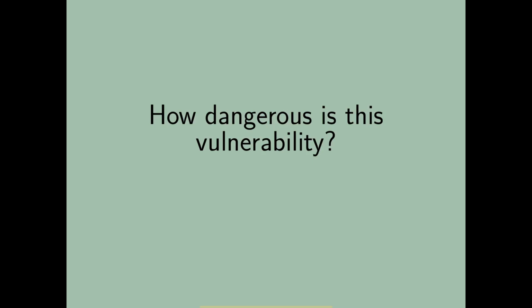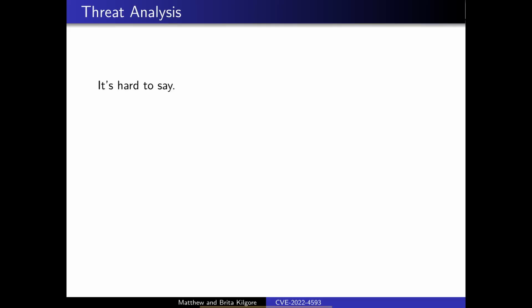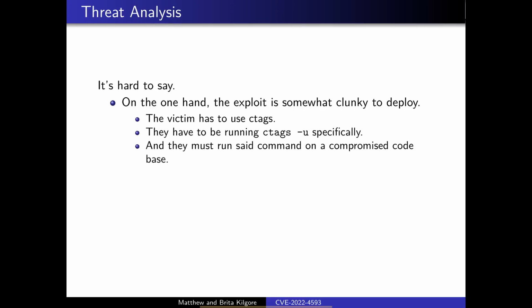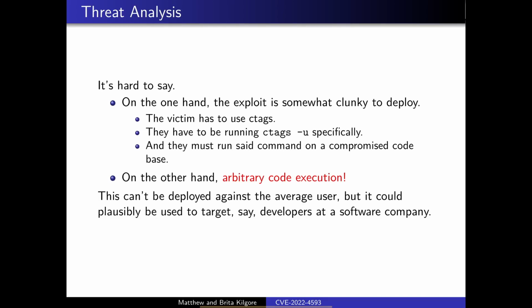How dangerous is this vulnerability? It's hard to say. On the one hand, the exploit is somewhat clunky to deploy. The victim has to use Ctags. They have to be running Ctags -u specifically, and they must run said command on a compromised code base. On the other hand, arbitrary code execution. This can't be deployed against the average user, but it could plausibly be used to target, say, developers at a software company.